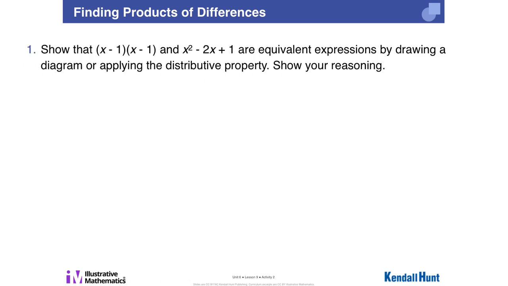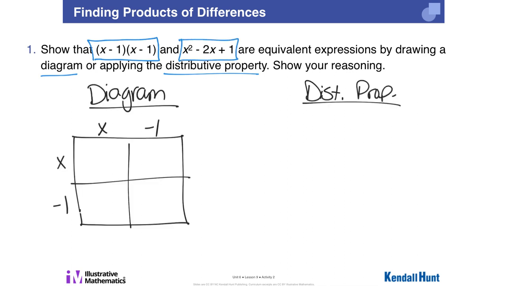We want to show, using either a diagram or the distributive property, that x minus 1 times x minus 1 is the same thing as x squared minus 2x plus 1. I'm going to start with the diagram. Here I've set up my diagram. Here's my x minus 1, or it's the same thing as x plus negative 1, if you want to think about it that way, times x minus 1.